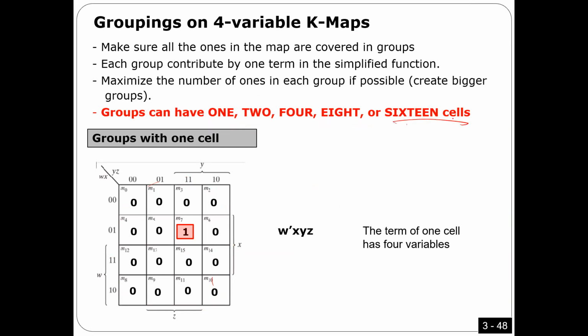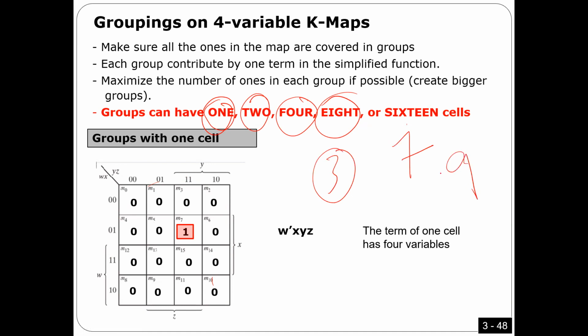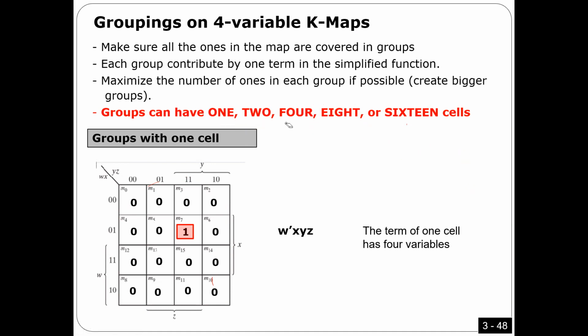That's why I'm going to focus on a group of 1, a group of 2, a group of 4, and a group of 8. Any other groups are not allowed. It's not allowed to have a group of 3, a group of 7, something like that. 9 is not allowed. So let's start with the case where the group has only one cell, like this case here. This is just a 1 here. In this case, the term is going to have 4 variables.